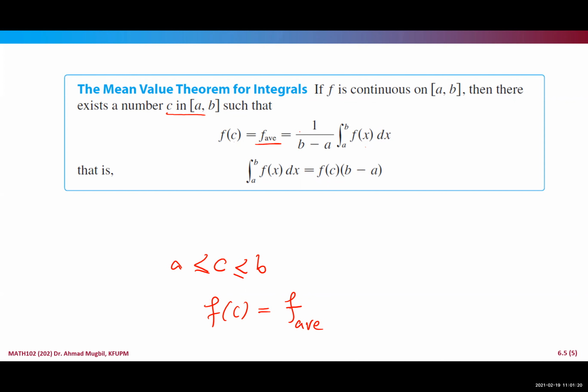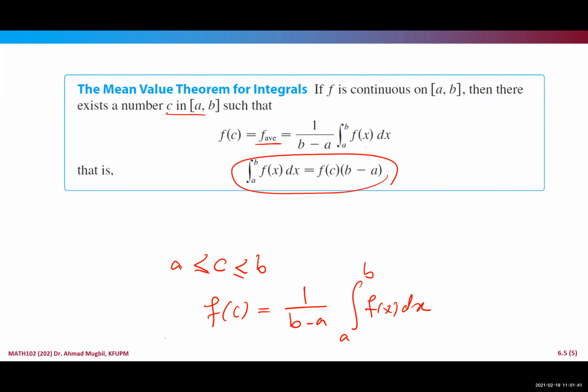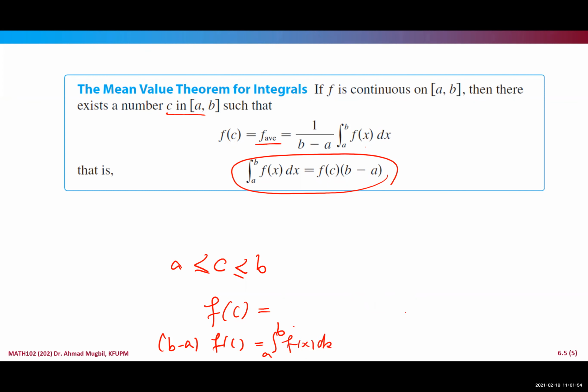So what is this saying? That f of c will be equal to 1 over b minus a times the integral from a to b of f of x dx. Now, if you just cross multiply, if you multiply both sides by b minus a, you will have b minus a multiplied by f of c equals the integral of the function from a to b. And so we have now this theorem.